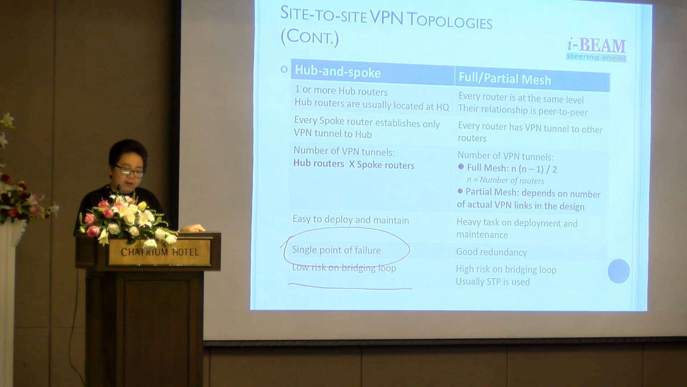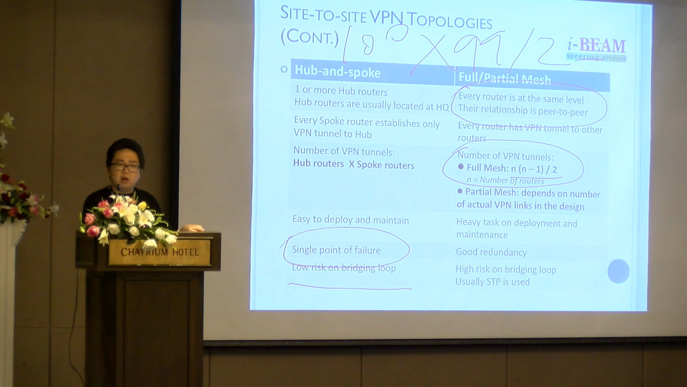For the full and partial mesh, here every router is at the same level, so there is no hub, there is no spoke, everyone is peer-to-peer because everyone will have connection to everyone. But the problem is if you are doing full mesh, you're gonna set up a lot of tunnels. For example, the same example, you have 100 offices. If you do full mesh, you need to have this amount of tunnels. N is the number of routers. So you can multiply it, 100 multiplied by 99 divided by 2 equals how much?